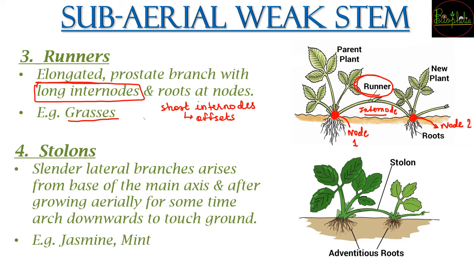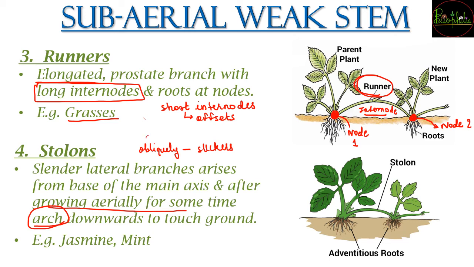But if these are going to grow aerially for some time and then arch downwards, so अगर word arch आ रहा है, then it is about stolons. If you see about obliquely, then you can see that these are going to be speaking about the suckers. So like these you have to notice some particular keywords.